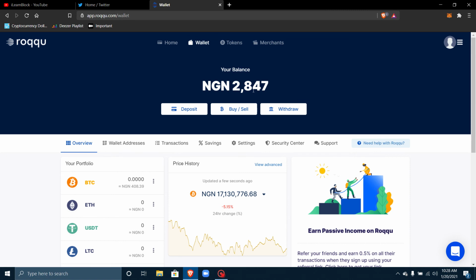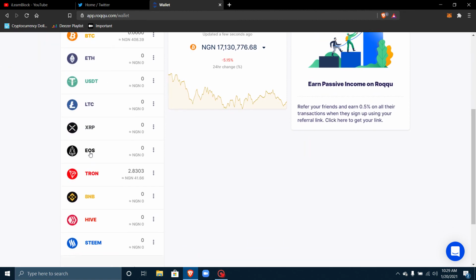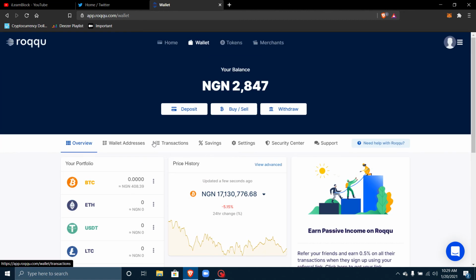Like I said, the first step is to sign up for a Roqqu account. You can do that by clicking on the link in the description below. Once you're done opening a Roqqu account, the next step is to deposit naira after verifying your account, and then use the naira to buy any asset of your choice. Bitcoin, Ethereum, there's Litecoin, there's XRP, there's Tron, and you just gradually save up on Roqqu.